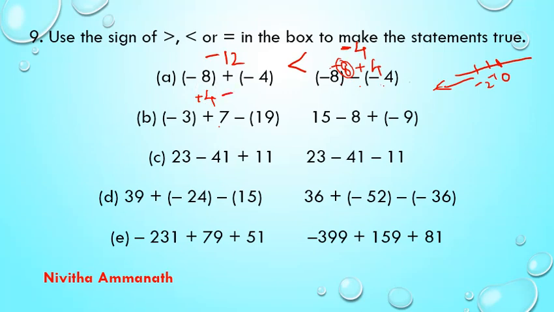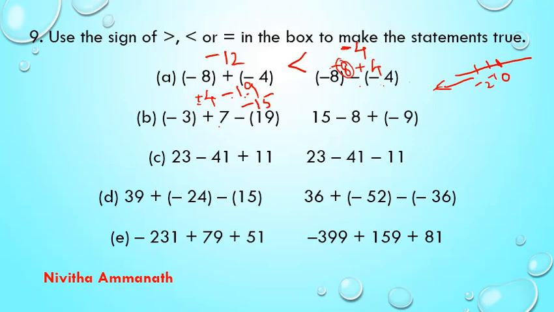Then minus 19. So this is a positive integer and this is a negative integer. So you have to find the difference. 19 minus 4, that is 15. Which is the largest digit? 19. Which is the sign of that? Minus. So it is minus 15.